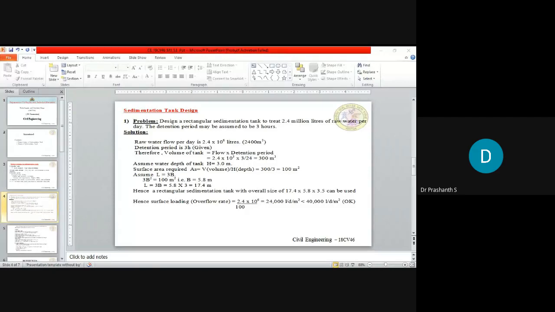So length of the tank is 24 meter, width of the tank is 7 meters, and depth of the tank is 3 plus 0.5. In some places 0.5 for sludge is also taken. It is 4 meters. So 24 by 7 by 4 meter is to be constructed.